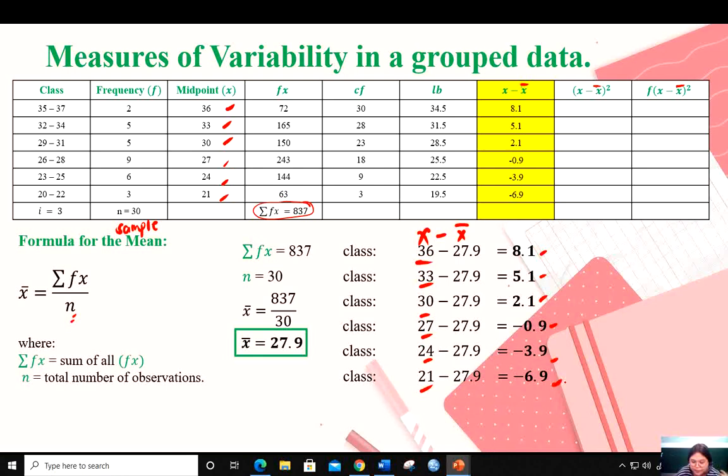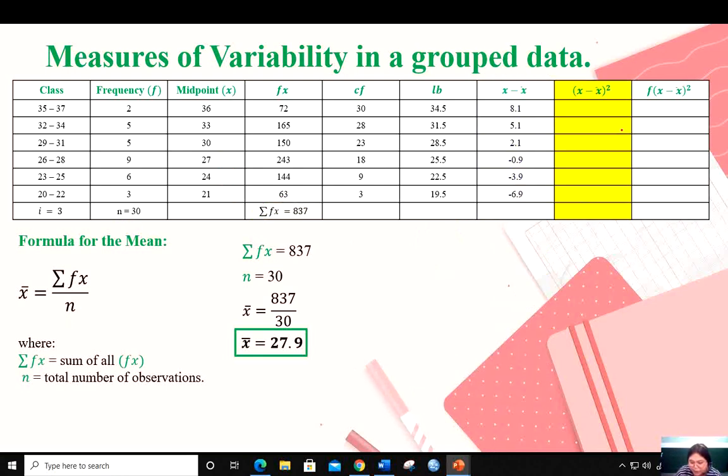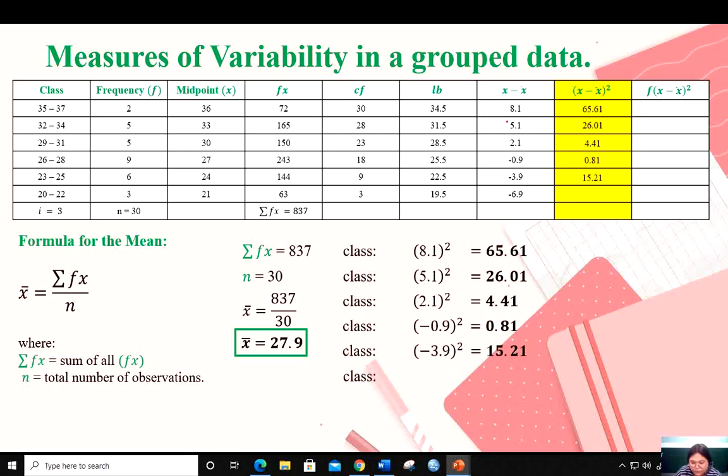Okay po? Next. I-square lang natin yung mga nakuha natin para makuha natin tong naka-second highlight na column. I-square lang natin sila. Pakita ko sa inyo, class. Okay? So ayan. Nakita nyo? Ini-square lang natin yung 8.1, yung 5.1, 2.1, negative 0.9, negative 3.9, negative 6.9. Okay pa? Pasensya na class ha? Nabubura lang yung highlight, yung bar sa taas ng x.